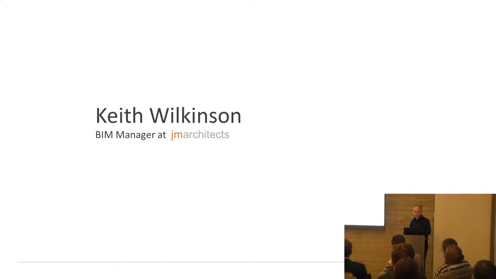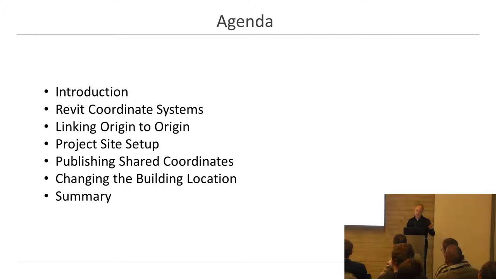So the agenda for tonight: a very brief introduction, then we're going to look at Revit coordinate systems, and linking models using origin to origin. Then I'm going to look at setting up a project site and how we do that with survey data. Then using that site to publish shared coordinates back to our individual model files. And then we'll look very briefly at how we change the building location, so if your building needs to move on the site, we'll look at that as well. And then a very brief summary at the end.